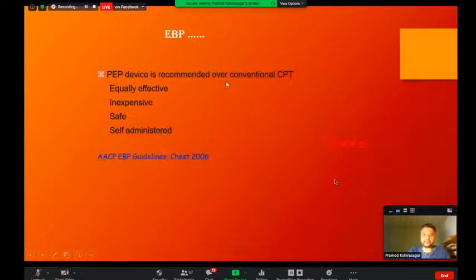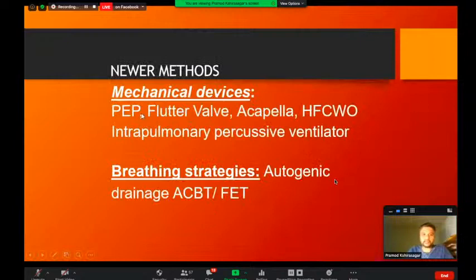PEP, positive expiratory pressure, is good. We are going to see that in upcoming slides. It's very important, and it has good evidence in clearing airway secretions. Newer methods include positive expiratory pressure, flutter valve, acapella, high frequency chest wall oscillation, and intrapulmonary percussive ventilator. Then the breathing strategies like autogenic drainage.